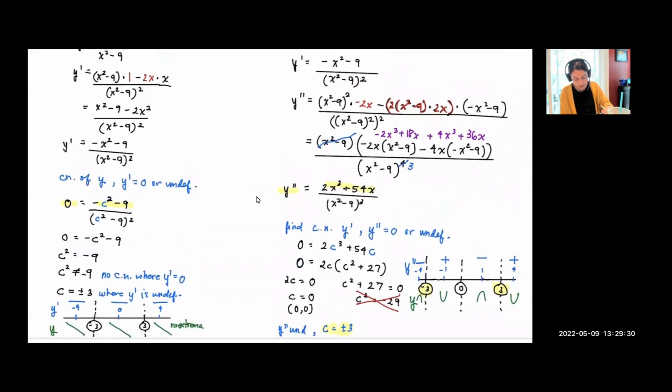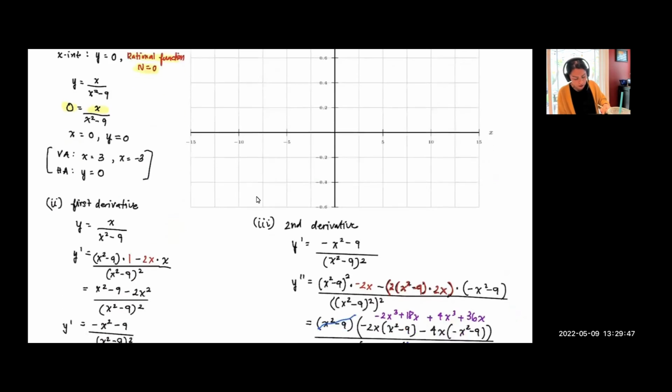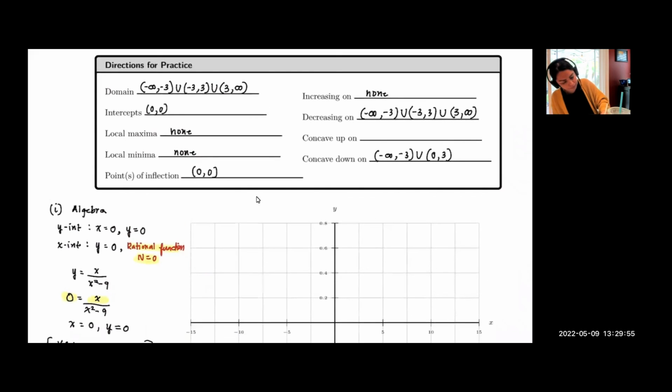So concavity would be down from -infinity to -3, and then union back over from 0 to 3. Concave up, we see that it's going to be from -3 to 0, union, and then from 3 to infinity.